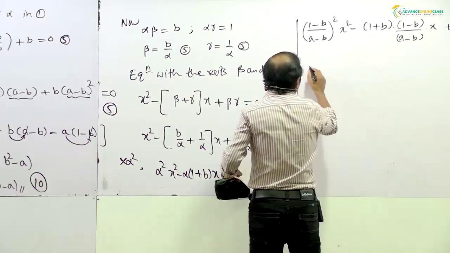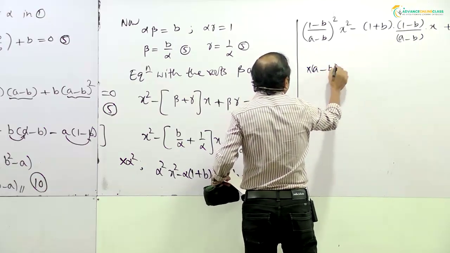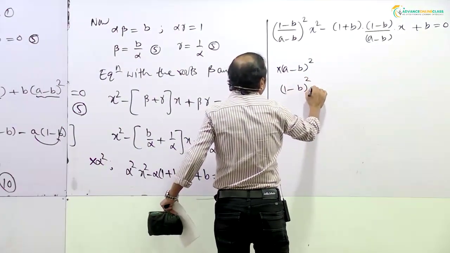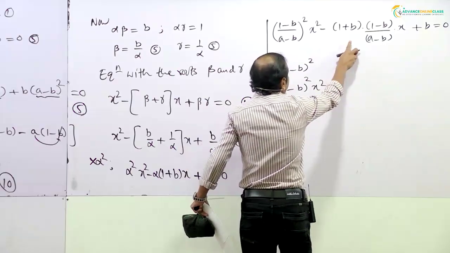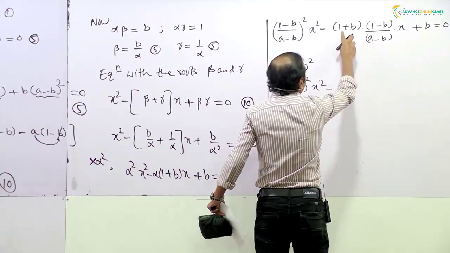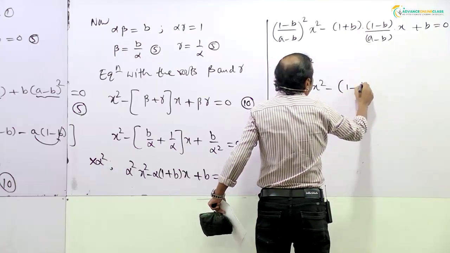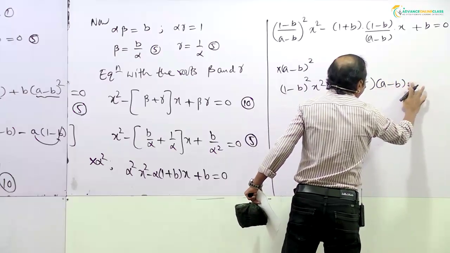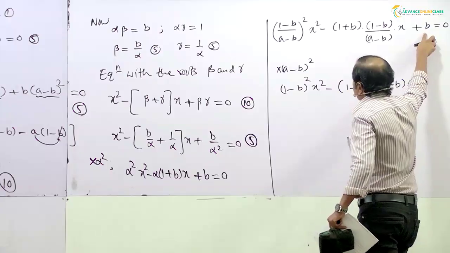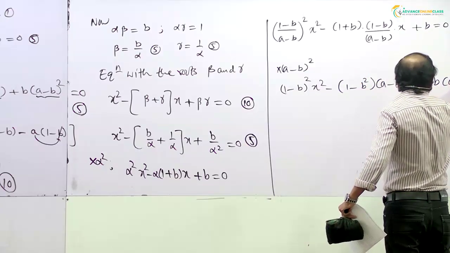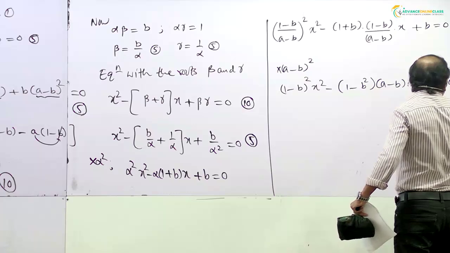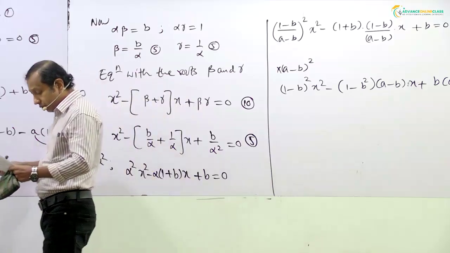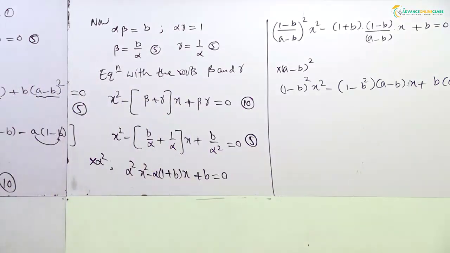Now multiply this again by (a minus b) perfect squared. Then this will be (1 minus b) perfect squared x squared. When we multiply this, you know this (1 plus b)(1 minus b) is 1 minus b squared. Another (a plus b) should come here times x. And this b, when you multiply by this, we get b times (a minus b) perfect squared equals 0. This is the required quadratic equation. Finally, another 10 marks coming. For the whole question, you get 85 marks out of 150.